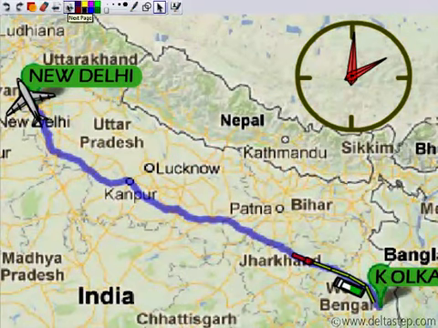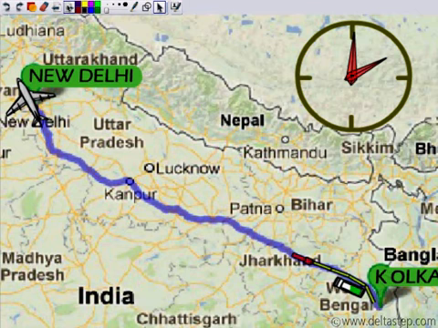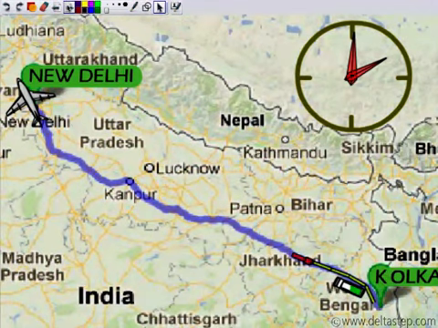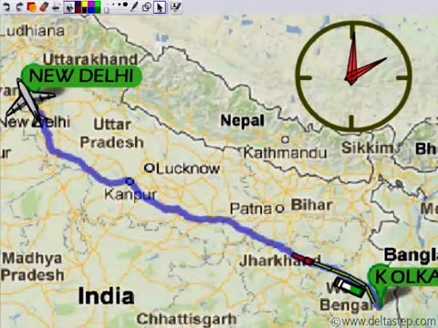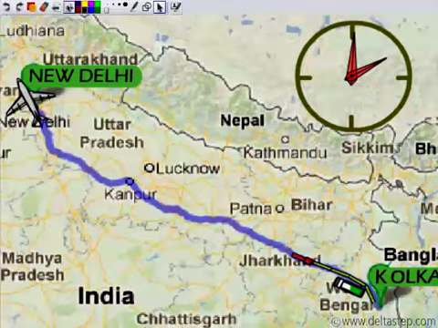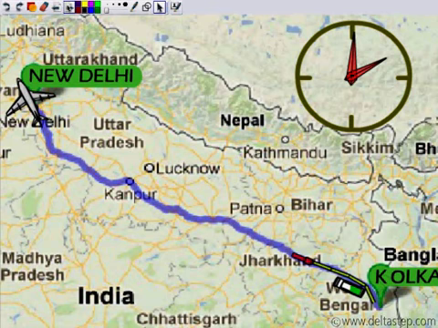So what we can see is that for the same time, that is for 2 hours, the plane has traveled the maximum distance, whereas the train is ahead of the bus and the bus is still somewhere near Kolkata. So what we can see is that the train covers more distance than the bus. So I can say the train is faster than the bus. The plane has covered more distance than both of them. So I can say that the plane is the fastest.